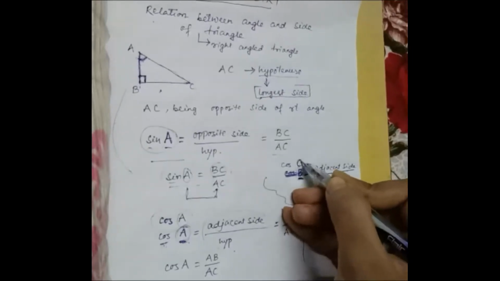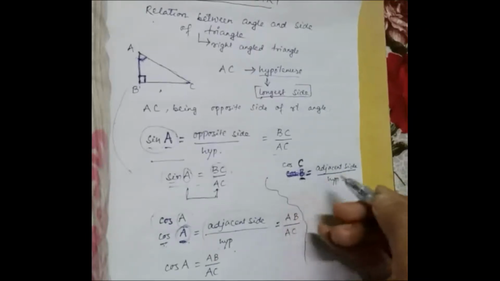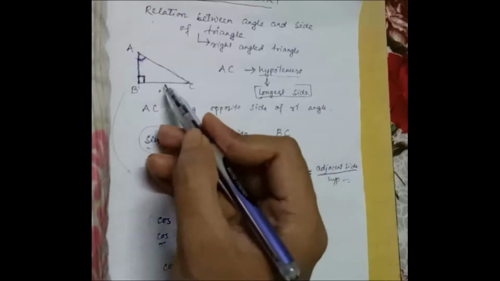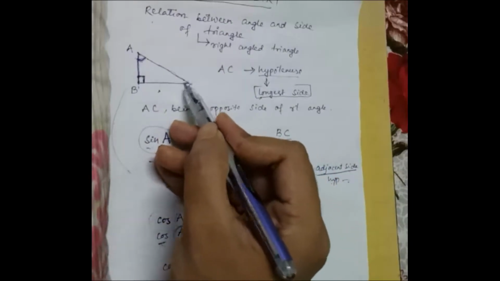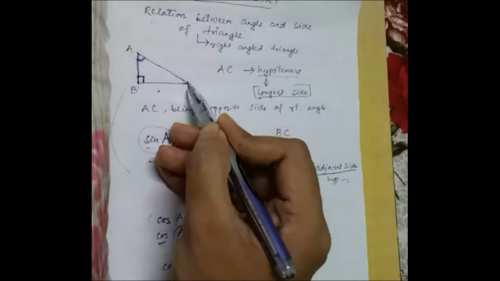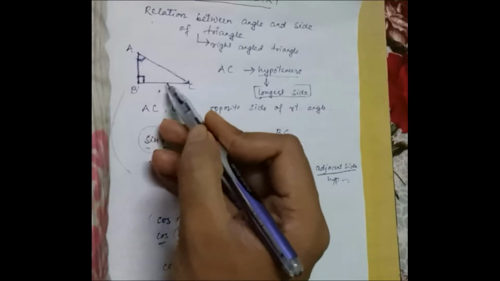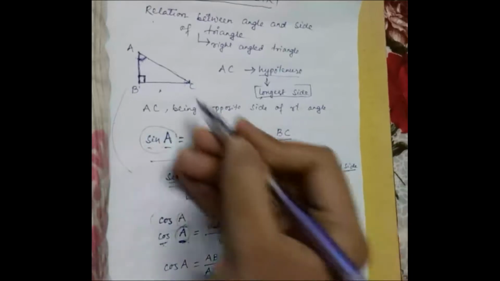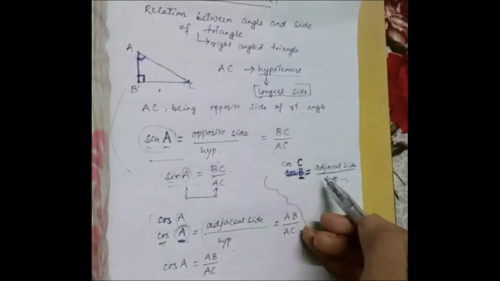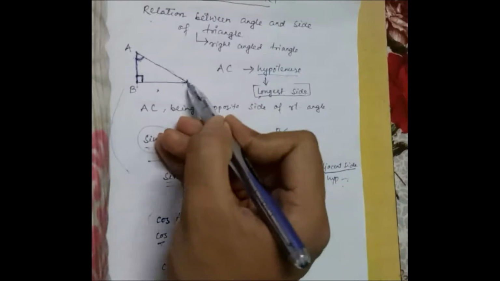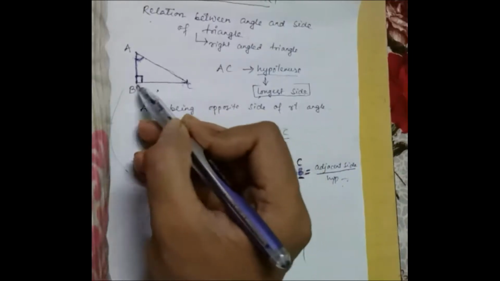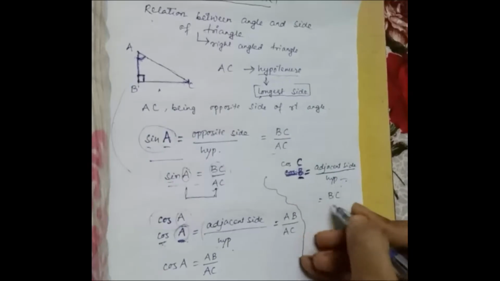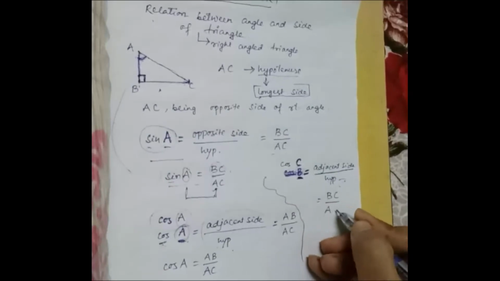Here we have considered angle C, and what is the adjacent side of angle C? Consider this angle C. Ignoring the hypotenuse, because the hypotenuse is already there, you should consider the adjacent side. So what will be the adjacent side of angle C? It is BC. So here it will be BC by hypotenuse, that is AC.